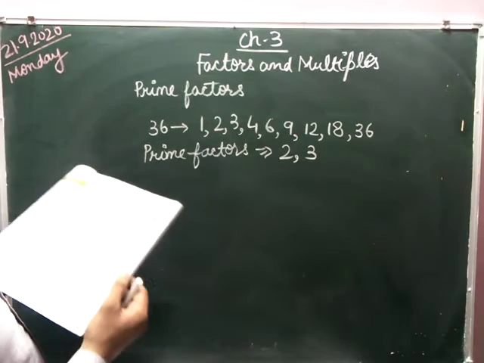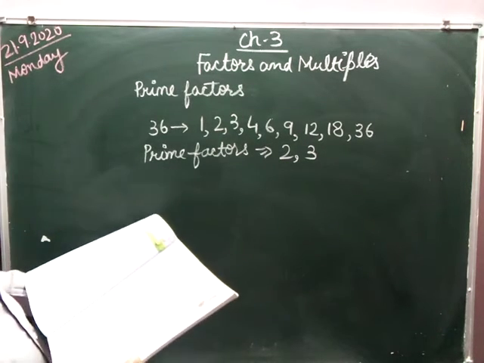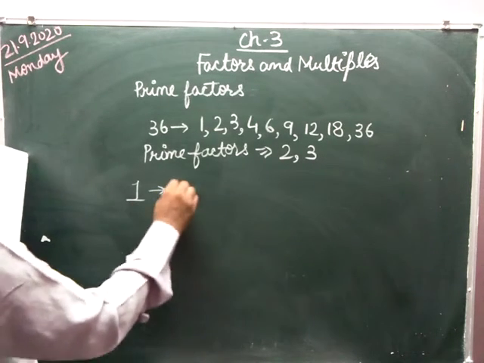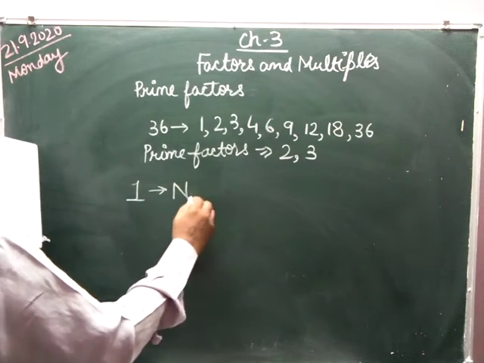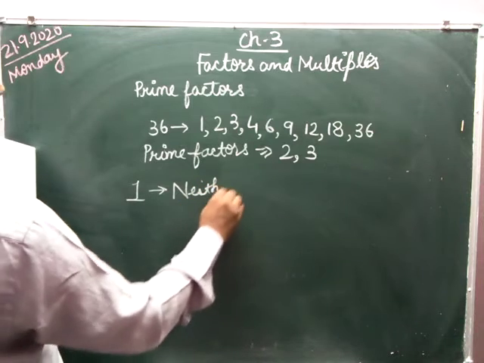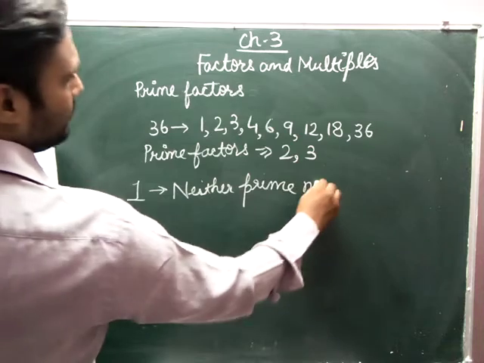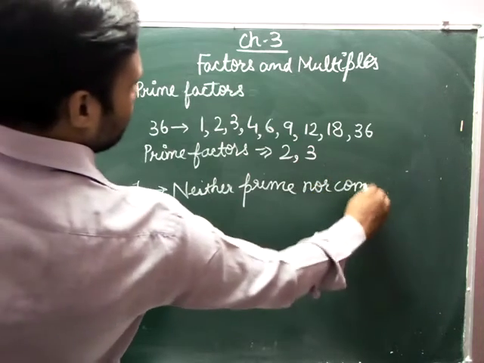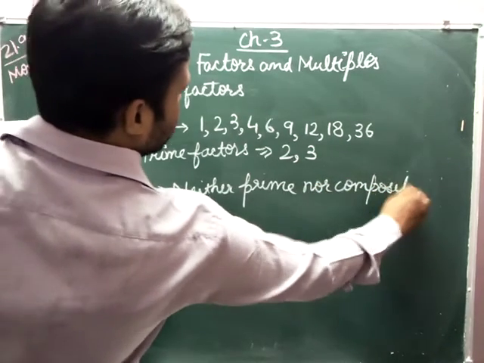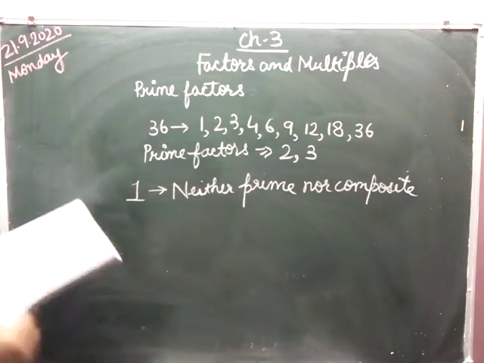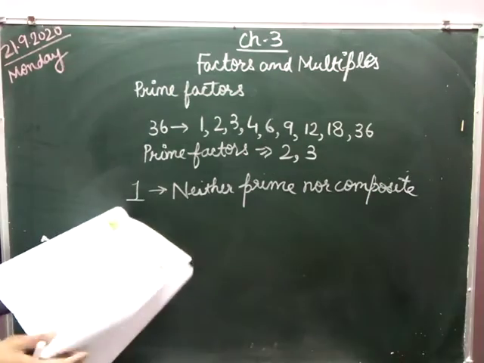So 1 is neither prime nor composite. So this is all about 1. These are the prime factors.